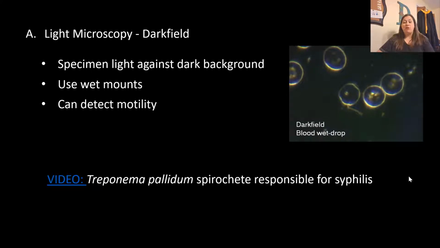Another type of light microscope is called the dark field light microscope. This is where the specimen is light against a dark background. We use wet mounts for this, and the whole point of dark field microscopy is to detect motility or movement. If you click on the video that's listed here, you can see the spirochete responsible for syphilis and how it moves on that microscope.